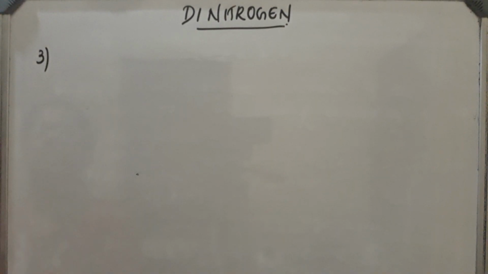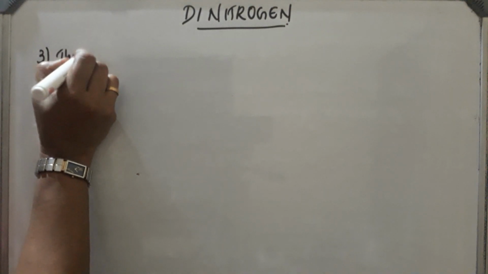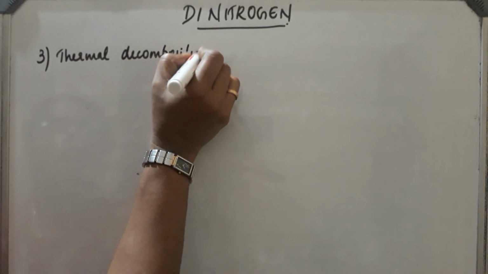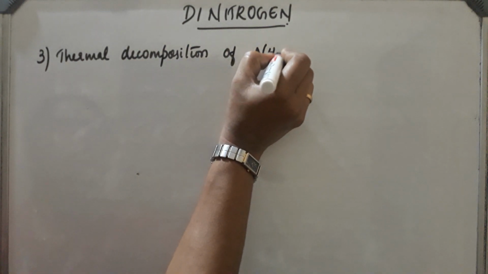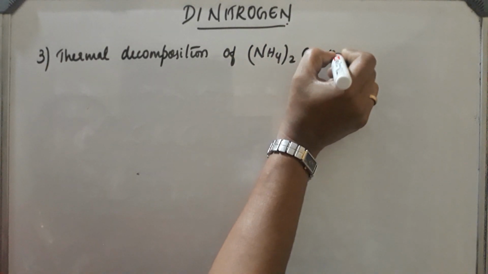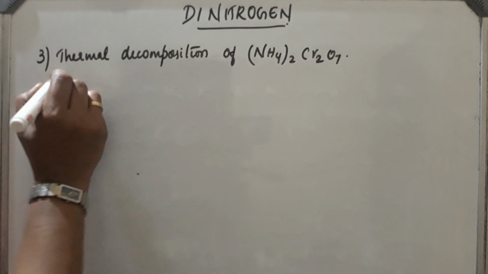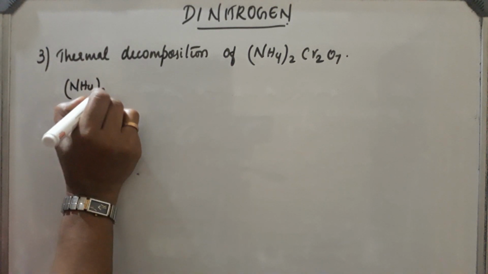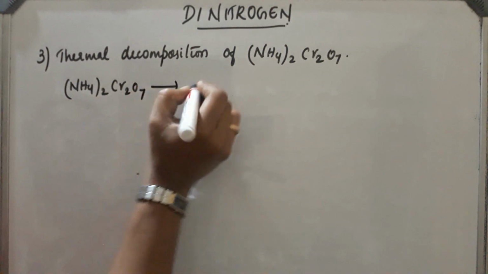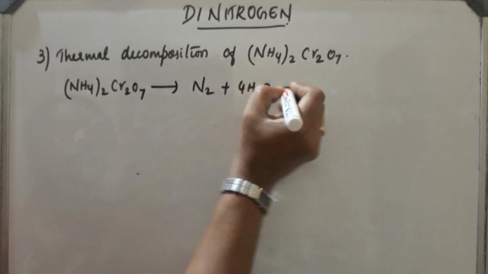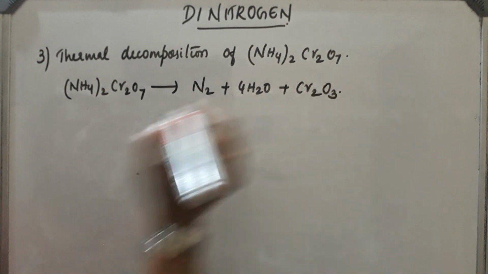Third method is by thermal decomposition of ammonium dichromate. Ammonium dichromate on heating gives nitrogen, then H2O and Cr2O3. Nitrogen is obtained, then Cr2O3. This is the reaction.